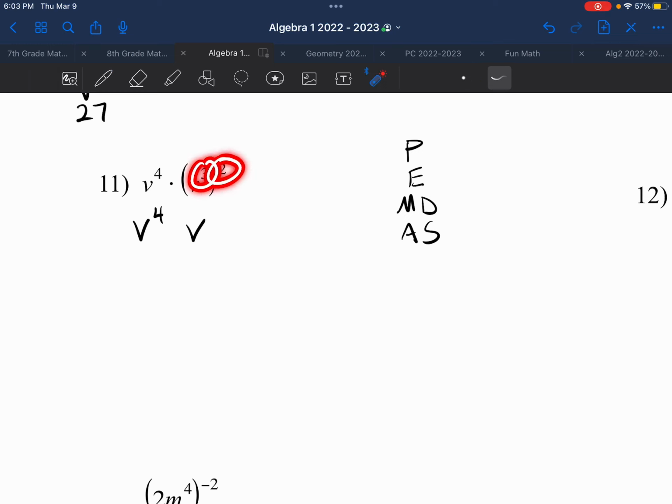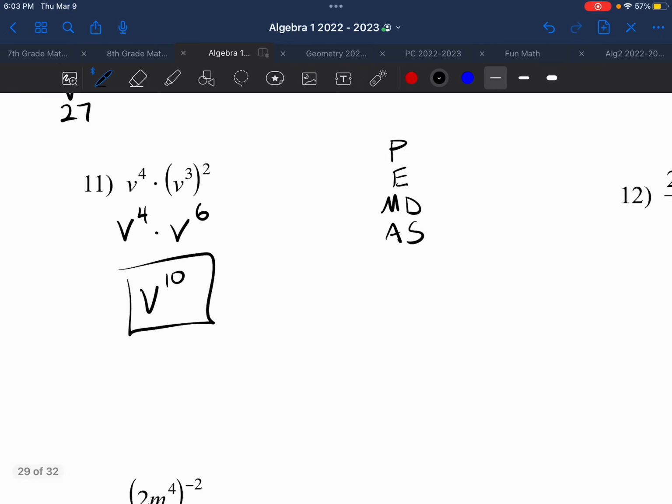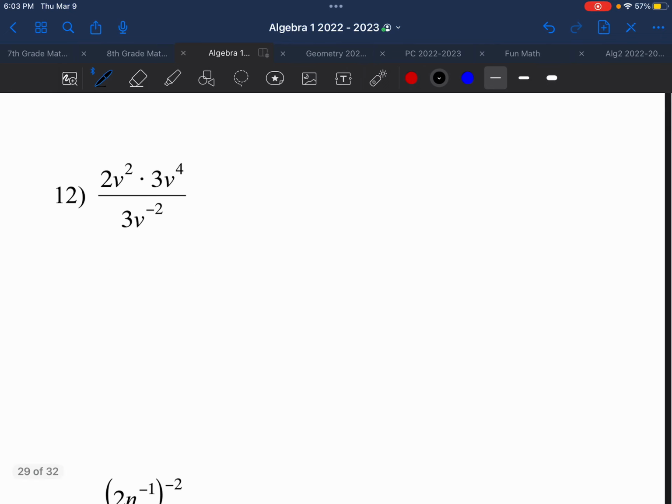What operation do we do when it's a power to a power? We multiply. 3 times 2 is 6. And again, there was an original multiplication between those two symbols. Whenever I multiply the bases, I add the exponents. So 4 plus 6 is 10, and I get v to the power of 10 for my final answer, which I'll box.